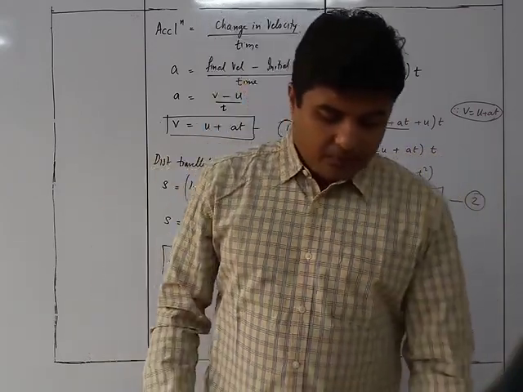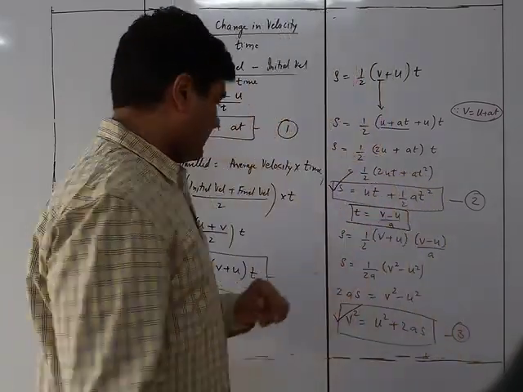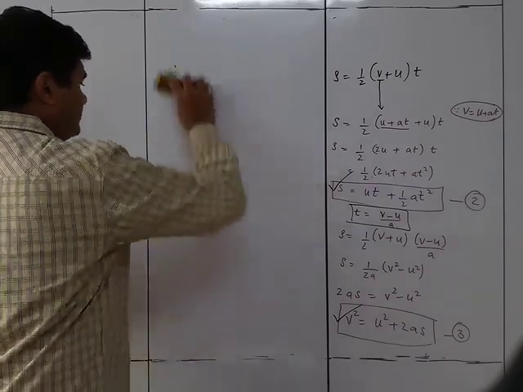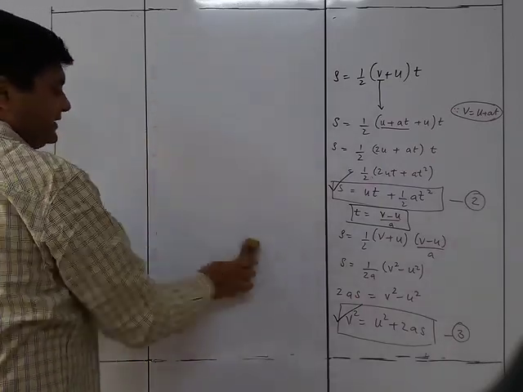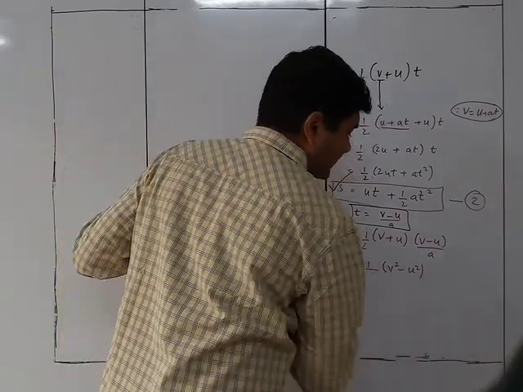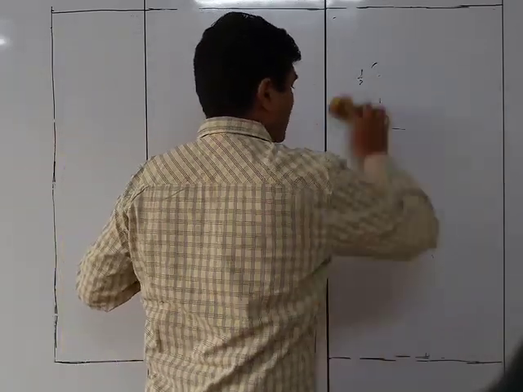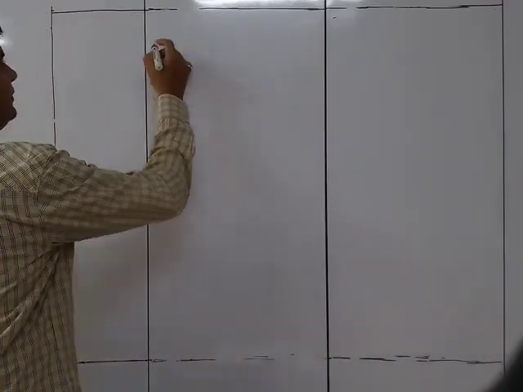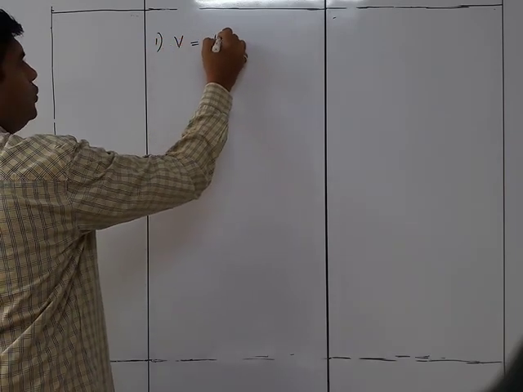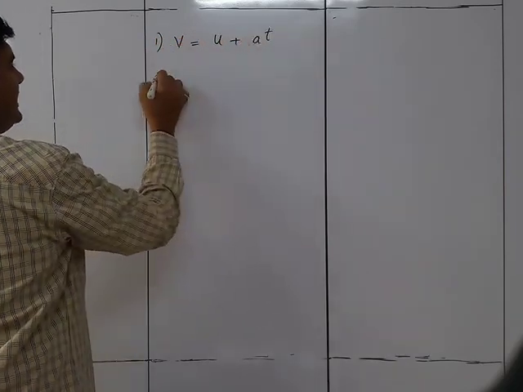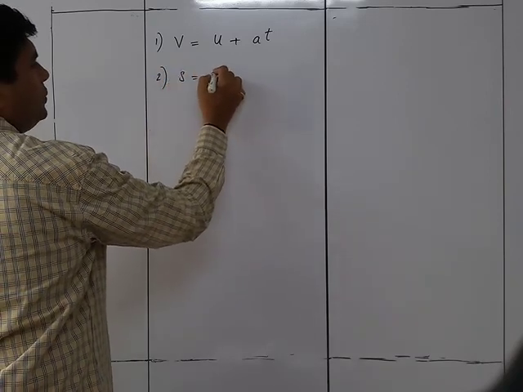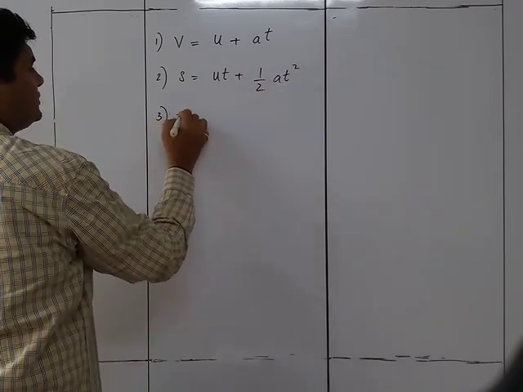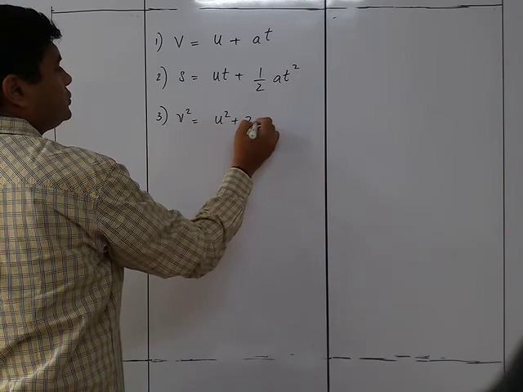Okay, now the same equations. Let's go through the equations once again and then we can say something special about these equations or special kinds of cases in this kind of equations. So we see that the three equations of motion are: first, v is equal to u plus at; second, s is equal to ut plus half at square; and the third one is v square is equal to u square plus 2as.